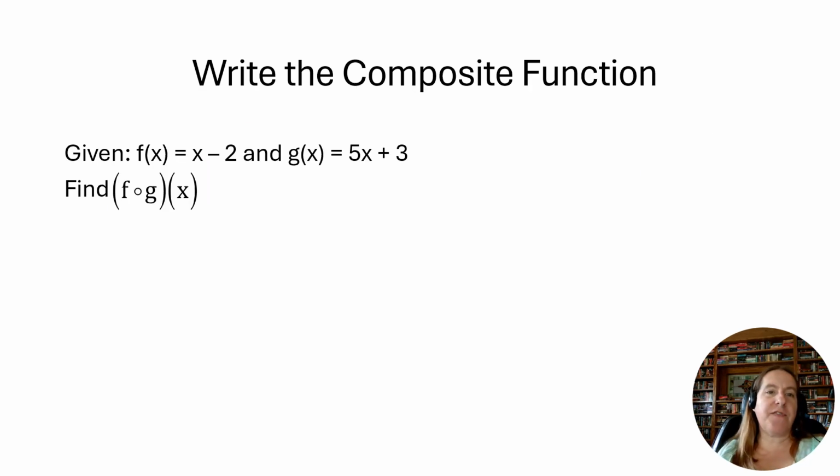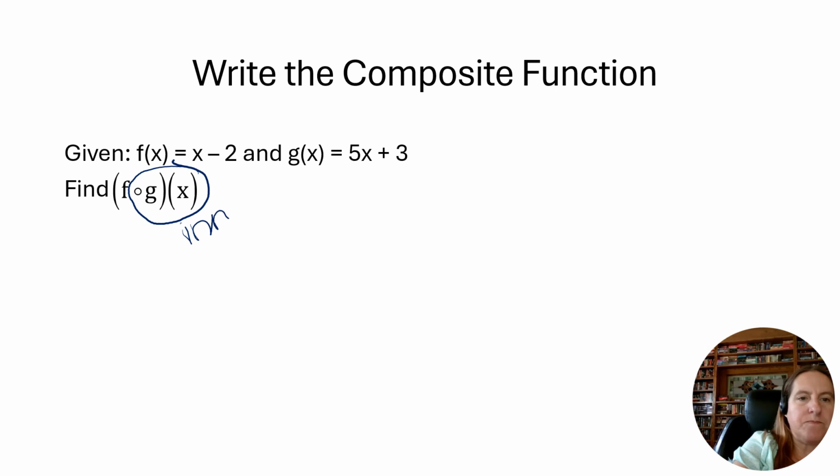In this problem, we are given two functions. f of x equals x minus 2. g of x equals 5x plus 3. We want to write the equation for the composite function f of g of x. First, start by identifying what is the inner and the outer. So g of x is my inner function. That means I'm going to replace that in the outer function. So here's my outer function, f of x equals x minus 2.